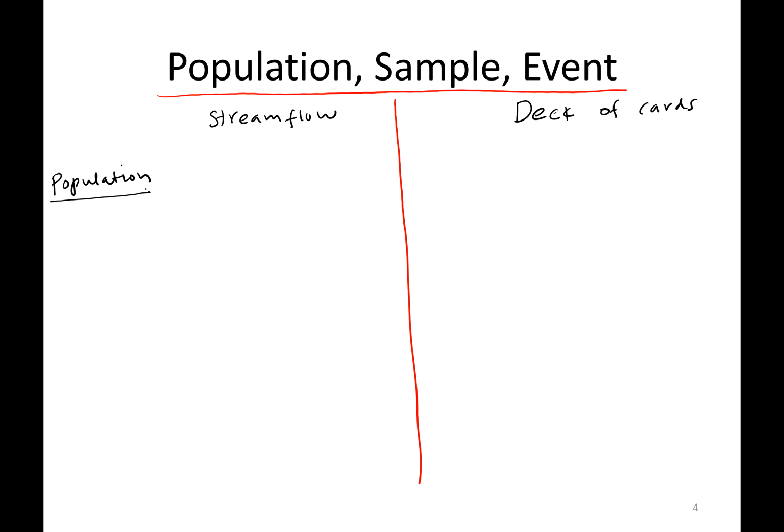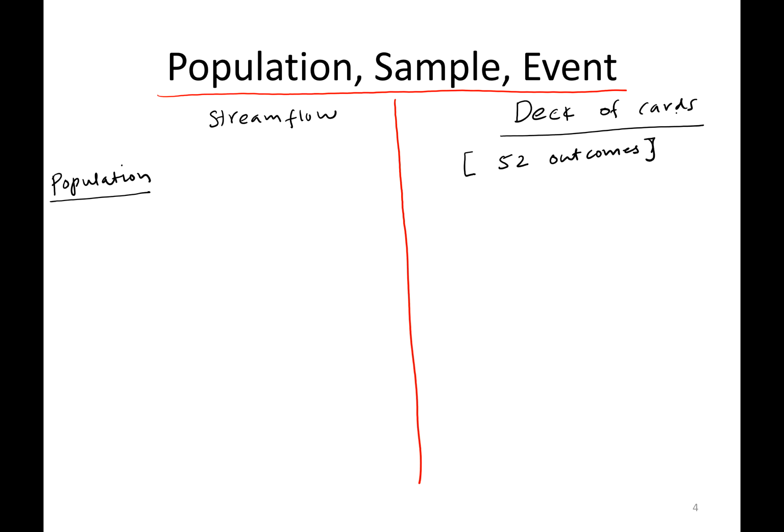When we think of a deck of cards, the population, the technical definition, is all possible outcomes. When you have a deck of cards, we have only 52 outcomes, or 52 results, or basically 52 cards. So you have a finite set of population, so that becomes the population for a deck of cards.